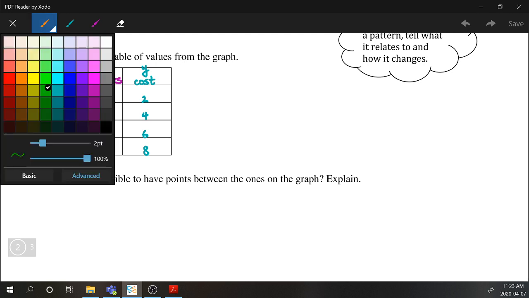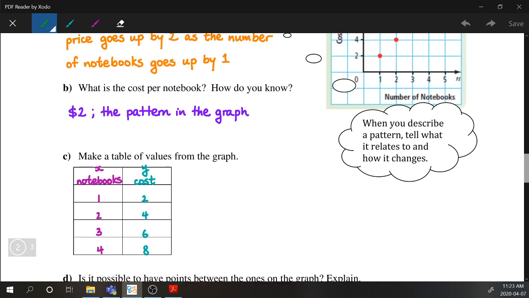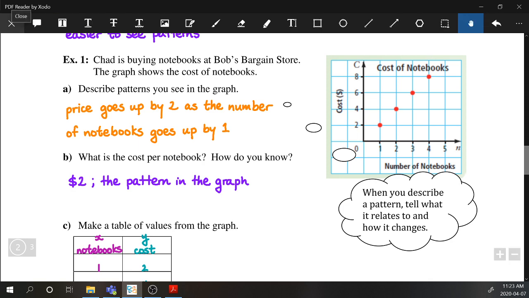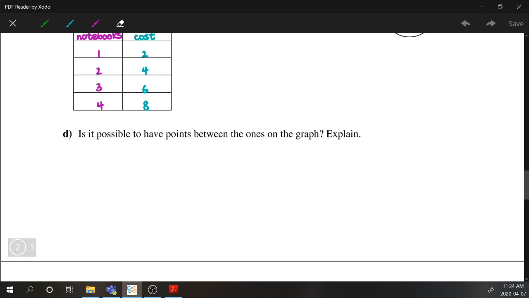Last little part here. Is it possible to have points between the ones on the graph? So if you look at the graph, in order to have a point in between, you have a point somewhere here, which means you have to buy like 1.5 notebooks, which is generally not advisable. I guess you could do it, but that would be kind of silly. So you generally won't be able to buy parts of a book. Well, notebook anyways, you might be able to buy a textbook by chapters.